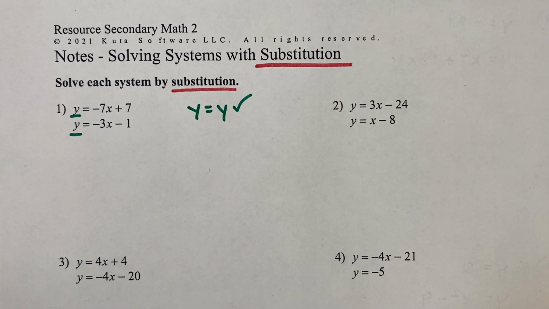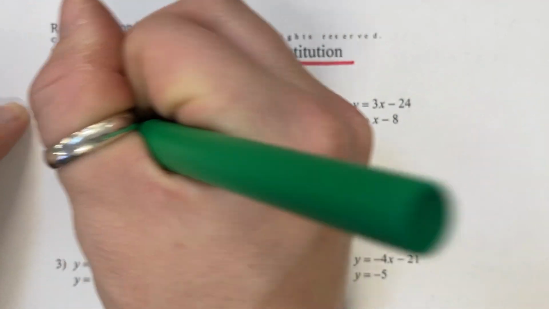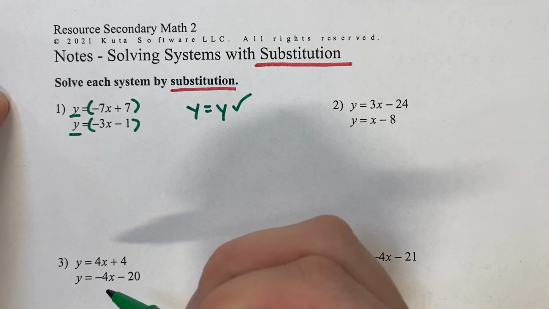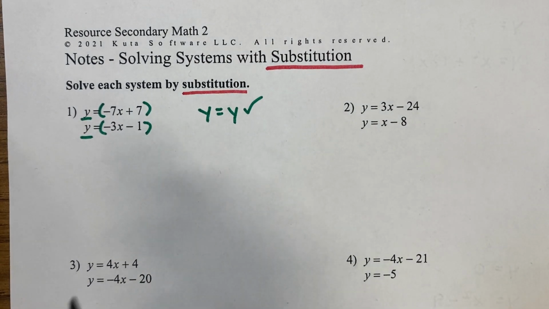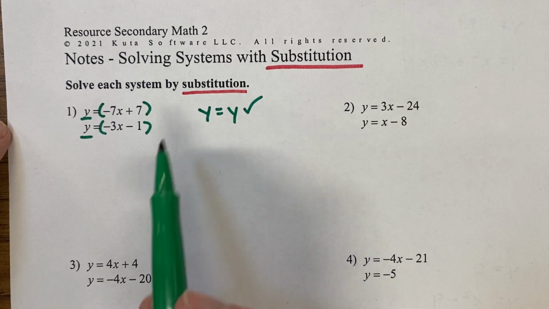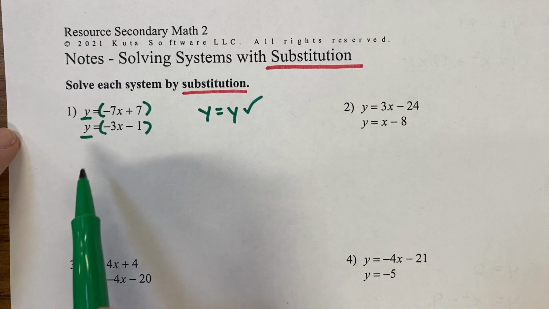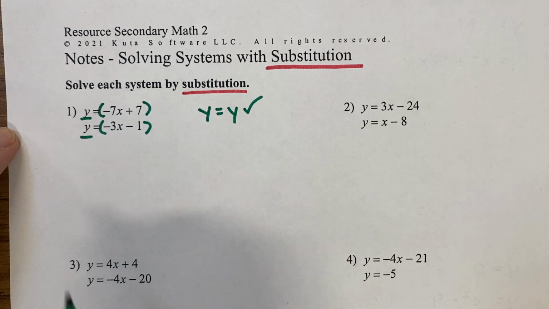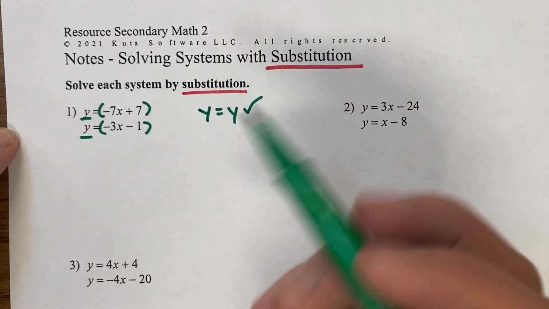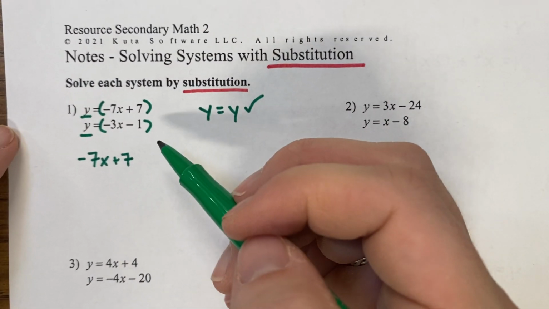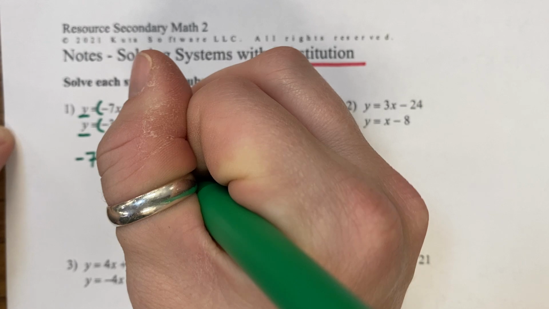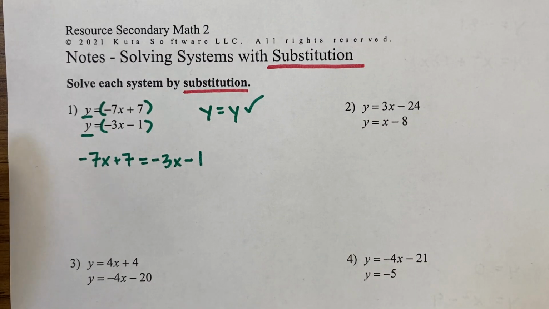This is where the substitution piece comes in. Since they're both equal to y, they both equal each other. So we're going to set them equal to each other and solve. This is actually going to take away the y's, so all we're dealing with are x's, because we can't solve an equation with an x and a y. We need just one of them. So I'm going to take the first piece, negative 7x plus 7, and set it equal to the second piece, negative 3x minus 1. Now I can solve this equation.